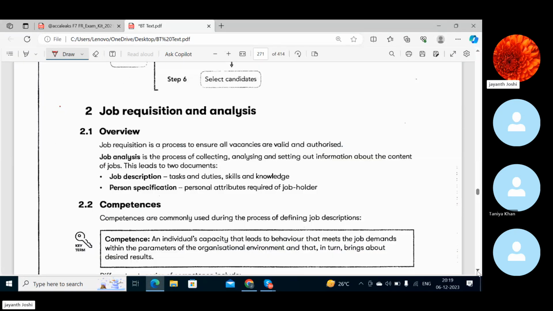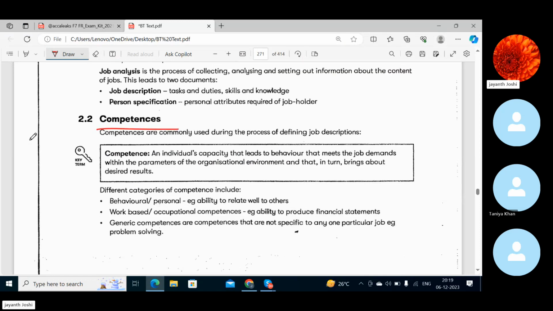So we are starting from the competencies. What do you mean by competency? Competency means whether you are competent for a particular job, whether you are capable or have the capacity to do a particular job. Competences are commonly used during the process of defining job descriptions. When I give you a description of a job and assess whether you have those skills to perform that job, then I can say that you have the competence, or you are competent enough to do the job. Competence is an individual's capacity that leads to behavior that meets the job demands.